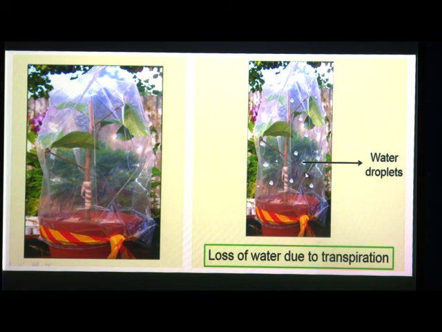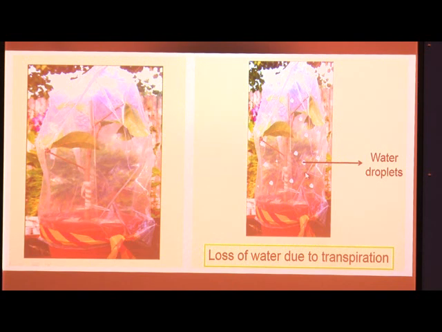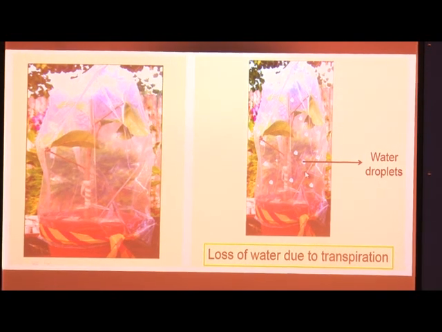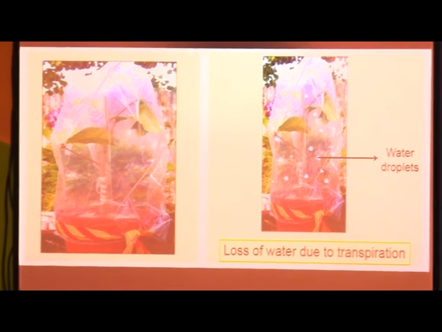So, this is an activity which you can do at your home. You have to take a pot, water it and cover it with a polythene bag, and after some time you can observe tiny droplets of water on the polythene bag. This is the loss of water, and this process is known as transpiration.